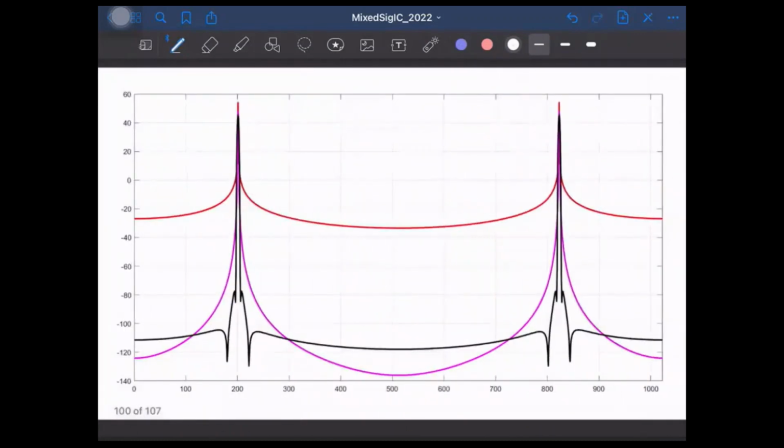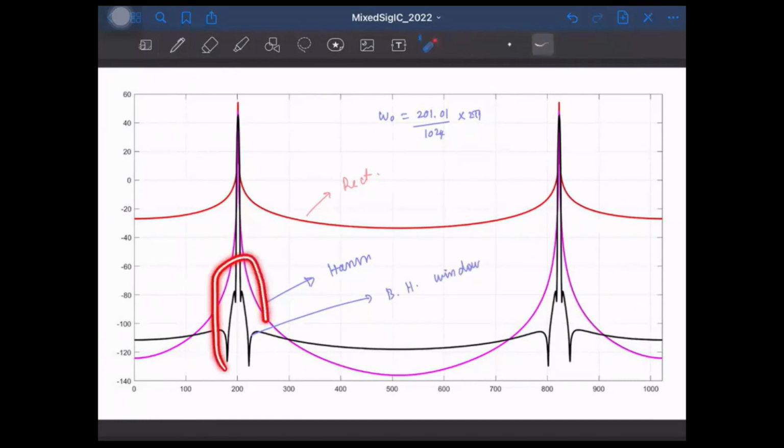So this figure here shows the effect of the Blackman-Harris window. Again, the frequency is the same. It is 201.01 by 1024 times 2 pi. So this is again with the rectangular window. This is with the Hann window. And the black one is with the Blackman-Harris window. And we clearly see that the skirt here is further reduced.